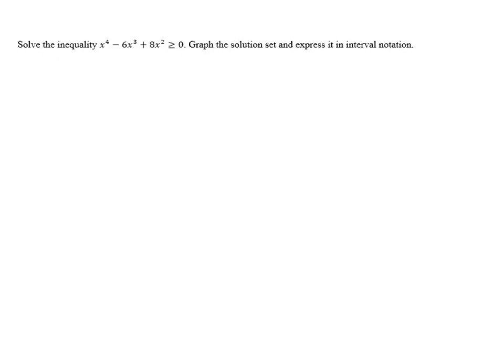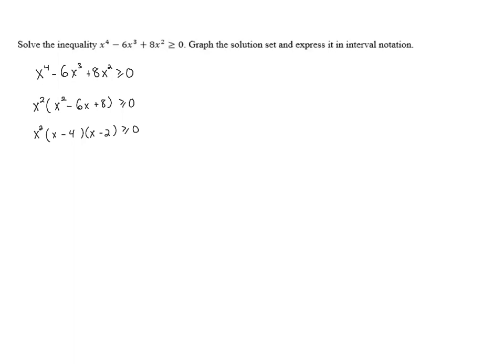We're still going to start by solving the corresponding equation. So we have x to the fourth minus 6x cubed plus 8x squared is greater than or equal to 0. Factoring this requires pulling out a GCF first. We can pull out an x squared, leaving us with x squared minus 6x plus 8. And then for the leftovers in the parentheses, we can use the unfoiling method. We need two numbers that have a product of 8 and a sum of -6. Those are going to be -4 and -2.